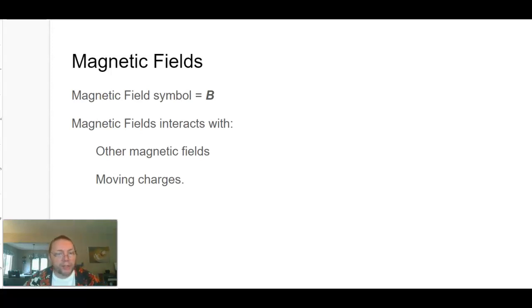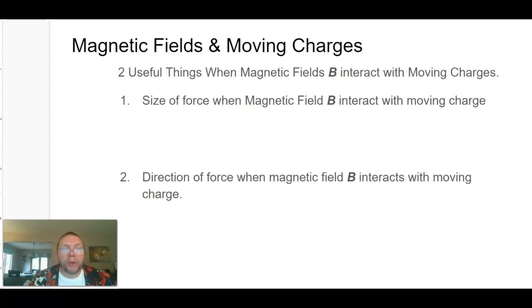Just like gravitational fields only interact with other masses that produce gravitational fields, or electric fields only interact with other electric fields produced by charges, magnetic fields only interact with other magnetic fields or moving charges that also create magnetic fields.